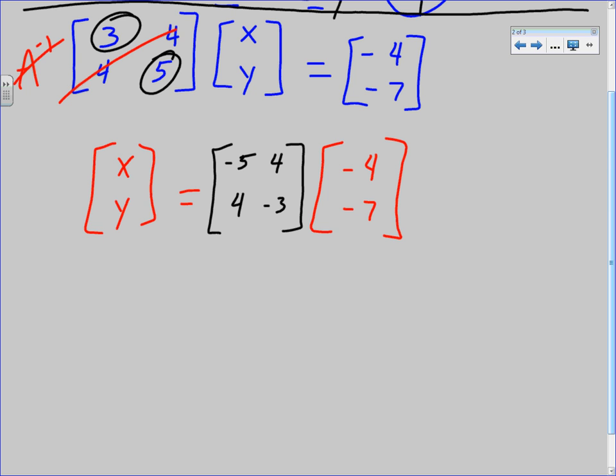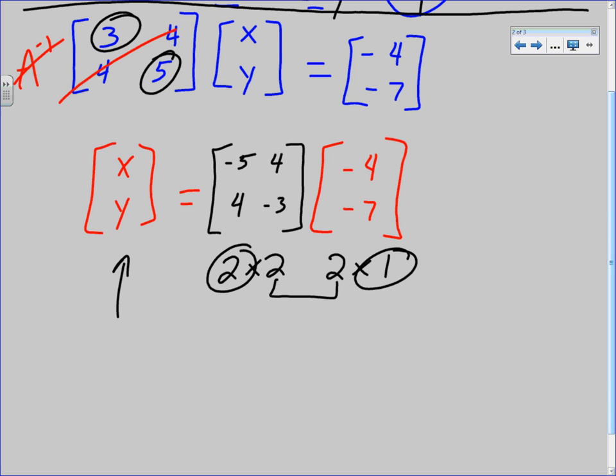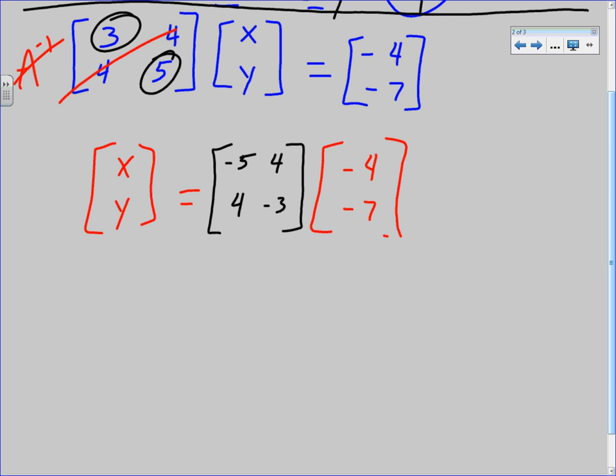In order to find x and y, we just multiply. Can we multiply these? This is a 2x2 matrix, and this is a 2x1 matrix. The inside numbers are the same, so our answer should be a 2x1 matrix, which matches that. So far, so good. We're doing all right.